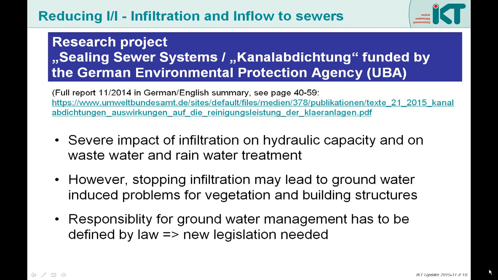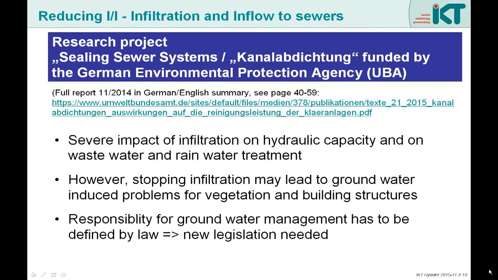Second, we have to be careful. Stopping infiltration may lead to other groundwater-induced problems. Problems for vegetation and building structures. Sealing the current system means that we have to find an alternative for groundwater runoff and groundwater management. So, stopping infiltration starts with the design of new drainage systems for groundwater runoff.